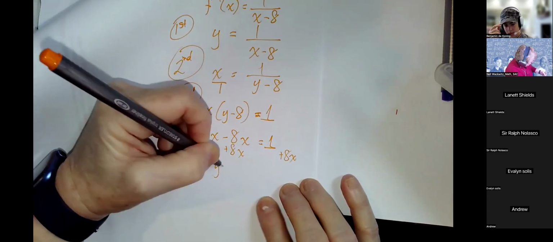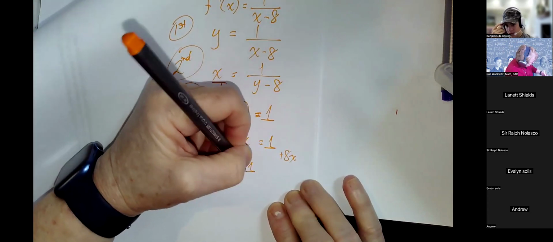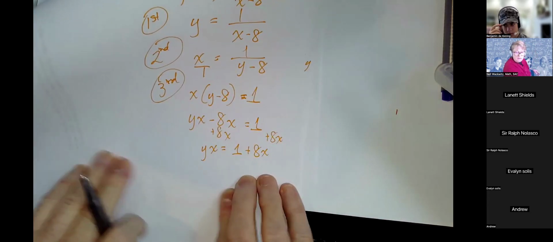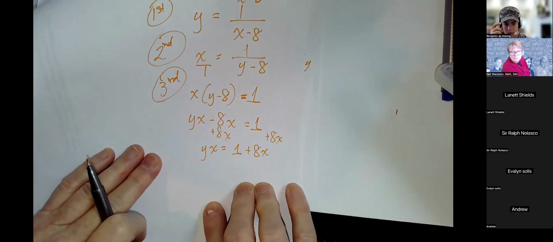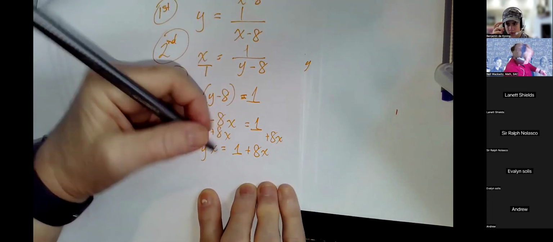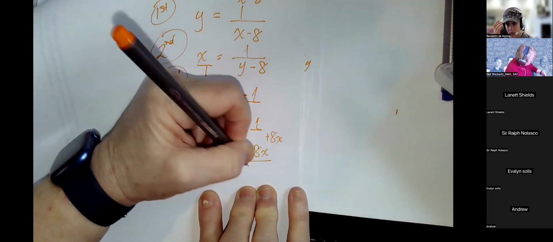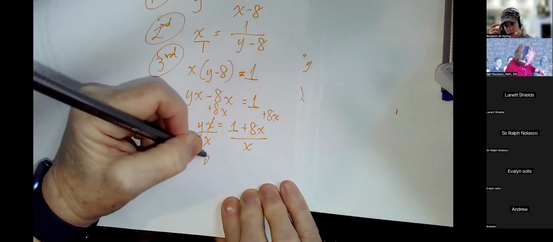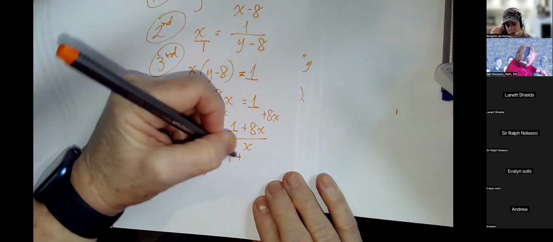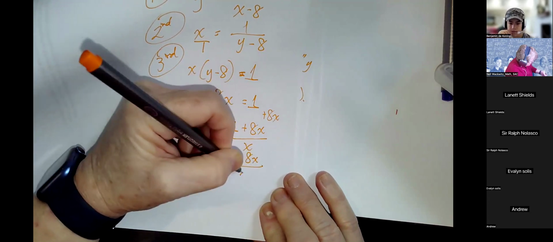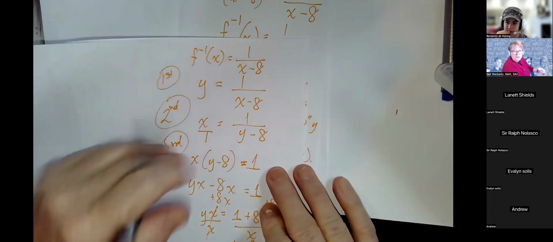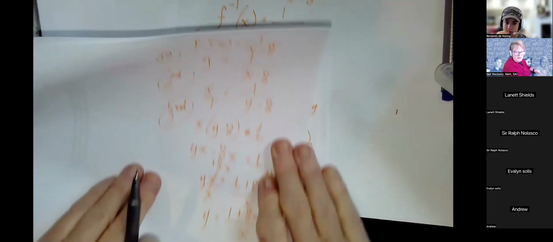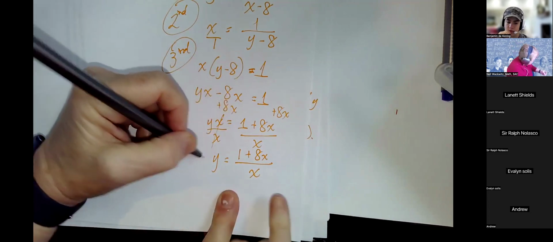Okay, so we've got yx equals 1 plus 8x. And now, how do we solve for y? Divide by x. Very good. So we get that y is equal to 1 plus 8x over x. And since we started with f inverse, this new baby is f.